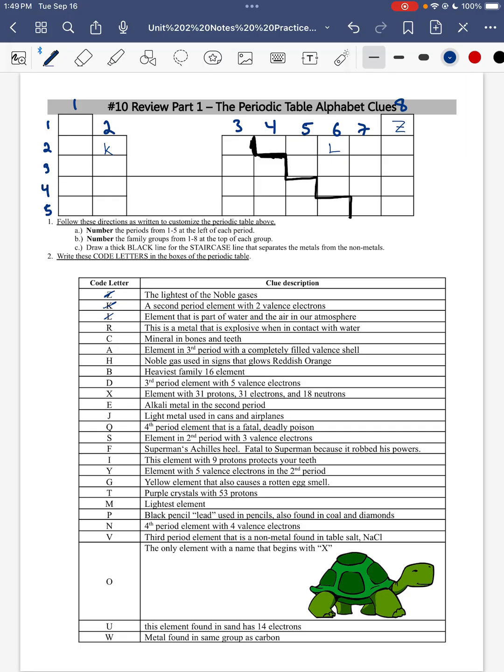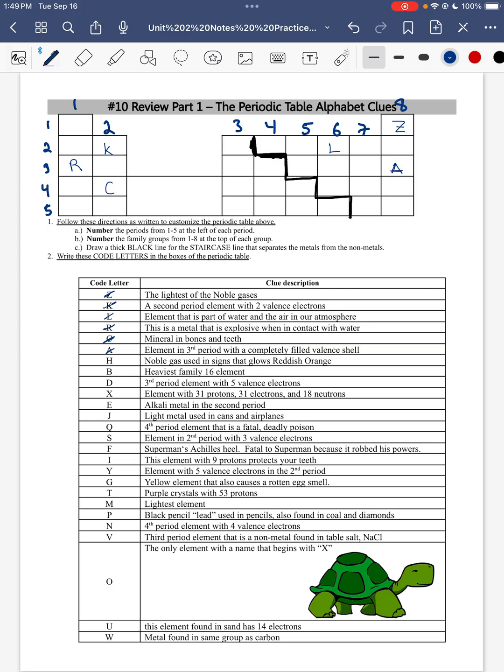A metal that is explosive when in contact with water is sodium. You may not know that, but sodium explodes when it contacts with water. It's very reactive, an alkali metal. Next, a mineral in bones and teeth, that's calcium, so I'll place C where calcium goes. Element in the third period with a completely filled valence shell. So period 3 with 8 valence electrons. I'll throw an A right there.